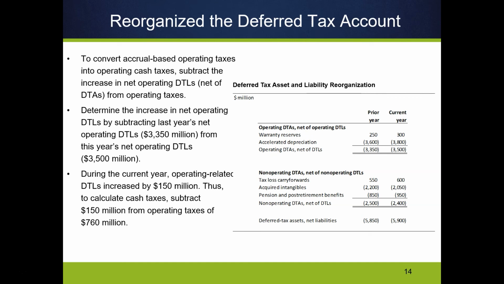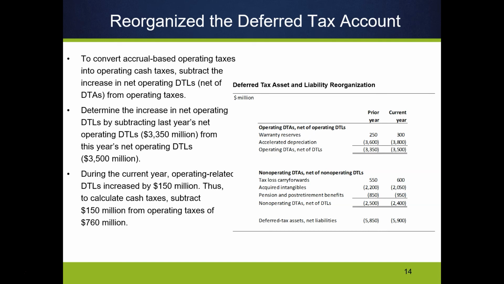I'm going to look at the difference, the increase. Did I make any additional deferred tax, increase in deferred tax accounts right here? My warranty reserves went up by 50 million, and my accelerated depreciation went up by 200 million. And so the difference here is going to be between 3.35 billion and 3.5 billion, or 150 million. Right? So I'm going to subtract that increase from operating taxes of 760 million to get operating cash taxes.